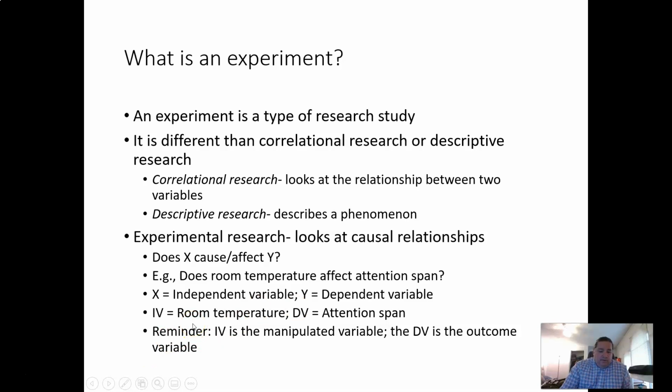The independent variable is room temperature, the dependent variable is attention span. So if I change the temperature at 60 degrees, 70 degrees, 80 degrees, will there be changes in attention span? One is manipulated, the independent variable, and the other one is the outcome.